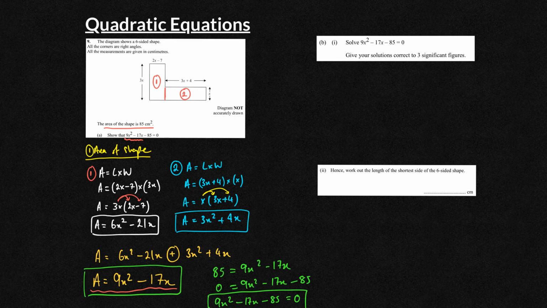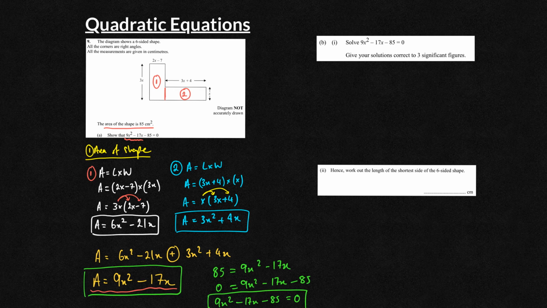Right, now for part B, it says solve 9x squared minus 17x minus 85 equals 0. So let's say, for example, you couldn't do all of the algebra, but you are able to solve a quadratic equation. You could still get marks from both B and C. So with B, we can do a couple of techniques. We could still potentially factorize.